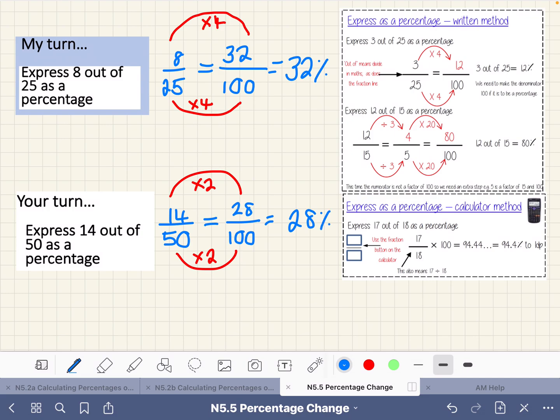Now you can check all these on your calculator to make sure you're doing it correctly, and you would be asked to do this on a calculator exam in this way here. Same thing, okay, so we express 17 out of 18 as a percentage, where 17 is over 18 using the fraction button on your calculator. Remember, this also means divide, so you could say 17 divided by 18 if you didn't have the fraction button. You would multiply that answer by 100 and get your percentage. Try out these to see if you get 32% and 28% when you use your calculator functions.